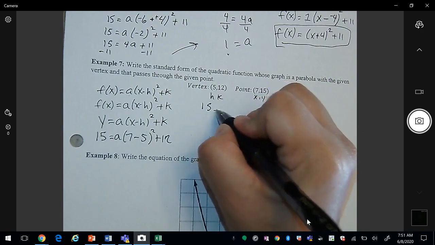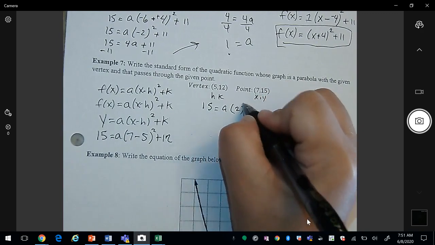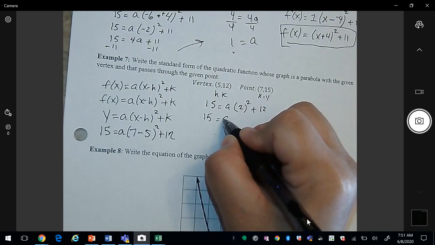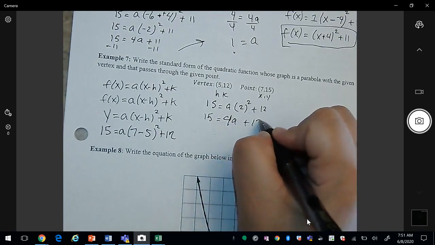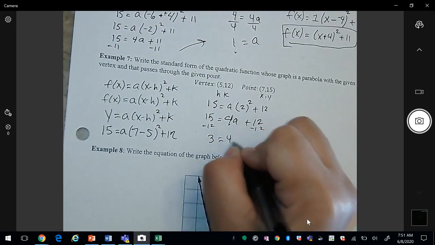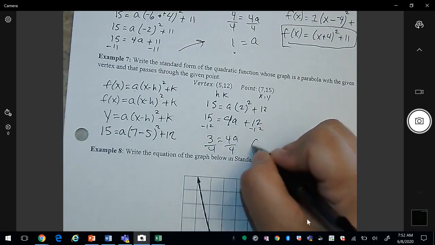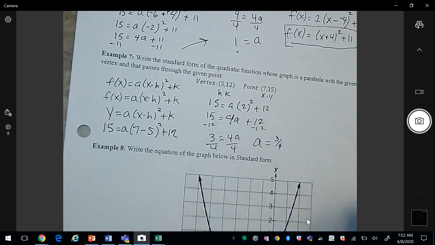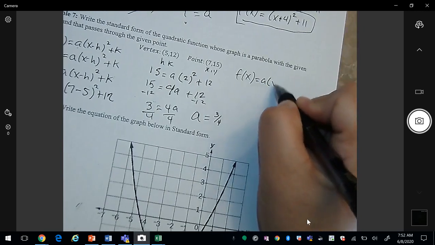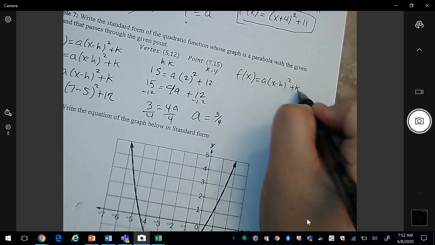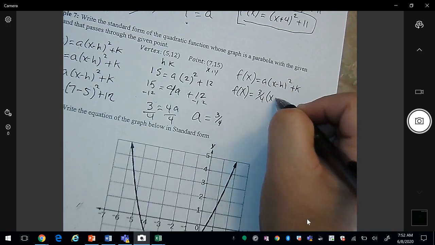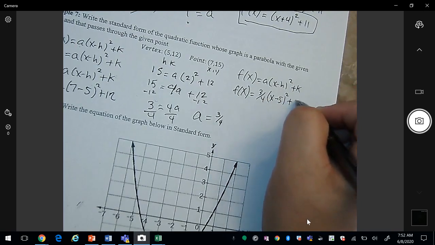Simplify. 7 minus 5 is 2. 2 squared is 4. Subtract the 12 and divide by 4. So a is 3/4. So now we're going to plug in everything that we have. A is 3/4 and h is 5 and k is 12.